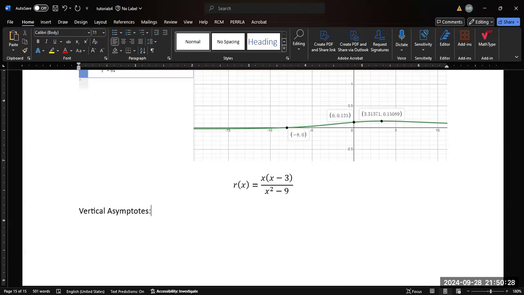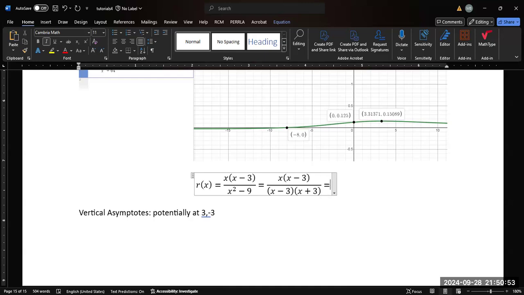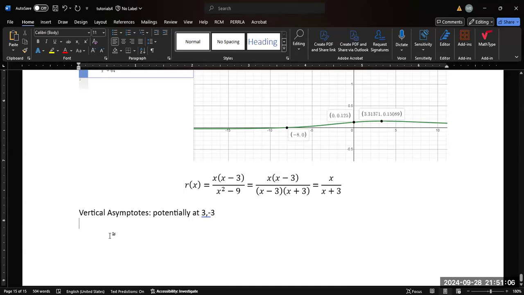So potentially at 3 and -3, but if we factor the denominator completely, what we see is that we actually have a hole. So our factors of x minus 3 are going to cancel, and except for the point x equals 3, this is going to look more like this expression. So the holes in the domain do not go away.